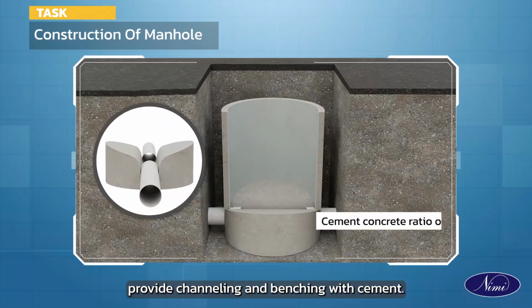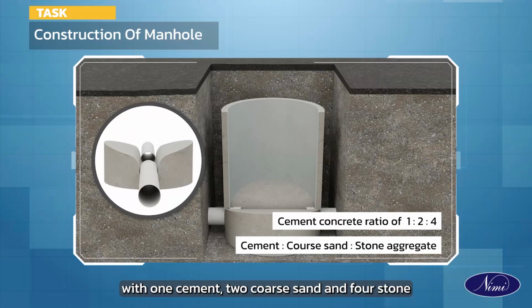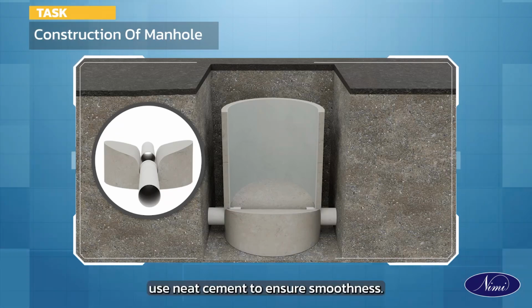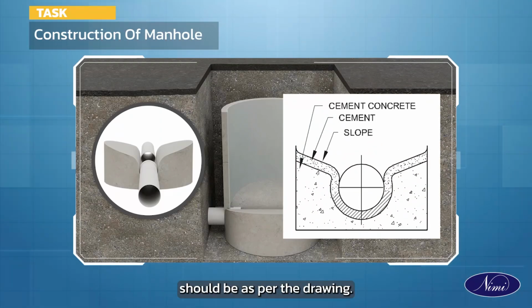Provide channeling and benching with cement concrete ratio of 1:2:4, with 1 cement, 2 coarse sand and 4 stone, with an aggregate of 20 mm. Use neat cement to ensure smoothness. The depth of the channel should be as per the drawing. Provide proper benching in the chamber.